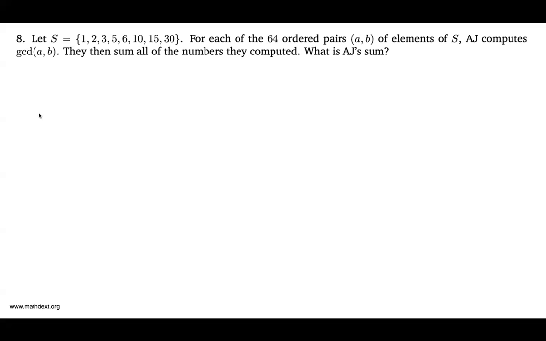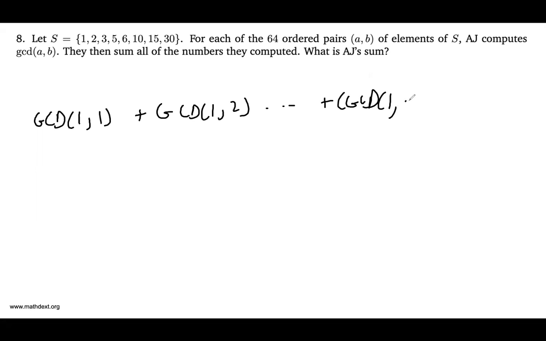Okay, so what AJ is doing is computing the GCD of every set of two numbers that comes from S. So he'll find the GCD of 1, 1, and then he'll add the GCD of 1, 2, and so on and so forth. And then he'll add the GCD of 1 and 30. Then he'll add the GCD of 2 and 1, and notice the repeats, the GCD of 2 and 2, and so forth. And while we could try to do that one at a time, it gets very tedious when there's 64.